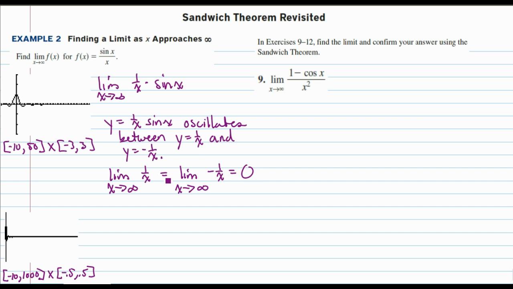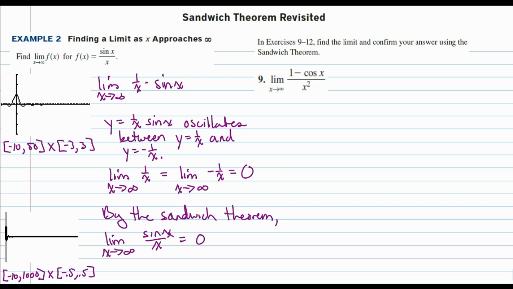So since those limits are the same and y equals 1 over x times sine of x fluctuates in between those two functions, by the sandwich theorem, the limit as x approaches infinity of sine of x over x equals 0. And you can see that on the graph here, I've got sine of x over x as we approach infinity, and then I gave it a much bigger window here. And we do approach 0. It's just going to fluctuate over and under the x-axis, still approaching 0.